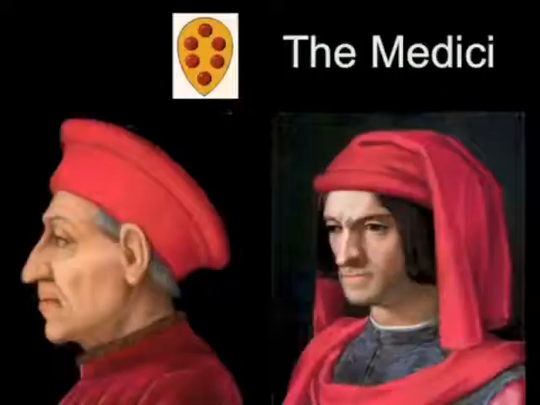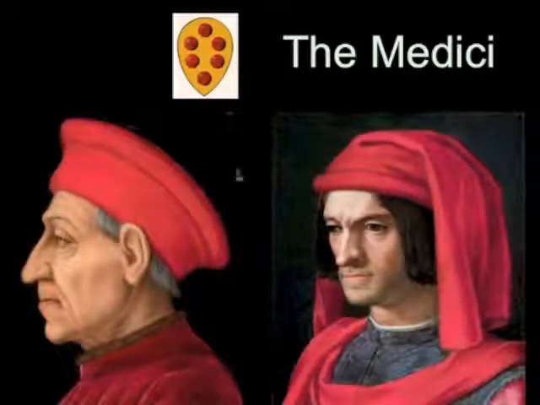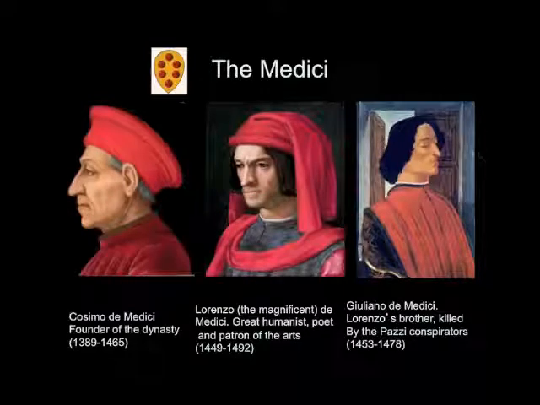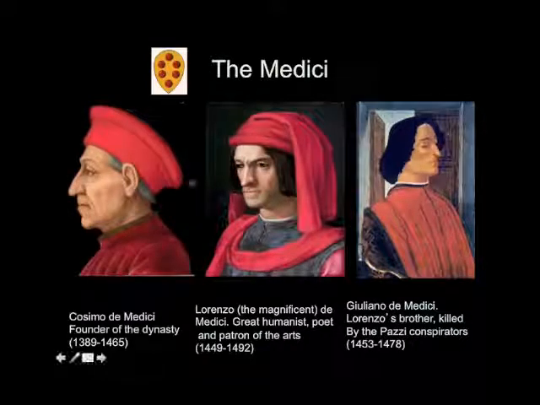Here we see the Medici, and this is their little coat of arms. So if you're ever wandering around Italy and you see that little coat of arms, you'll know that the Medici paid for it. These are just several members of the Medici family. These are from a painting by Bronzino, a Mannerist painter, and this is from a painting by Botticelli.